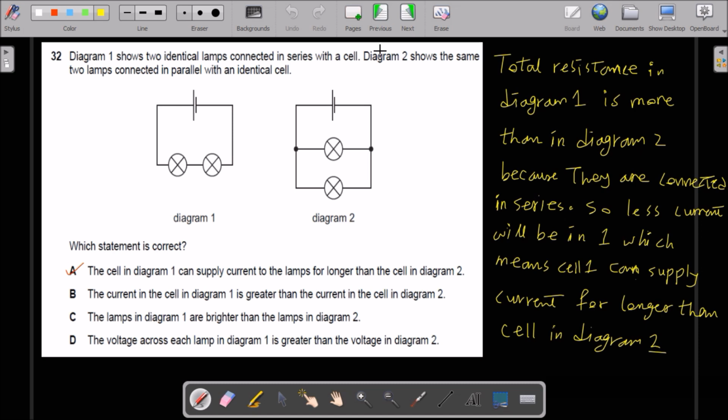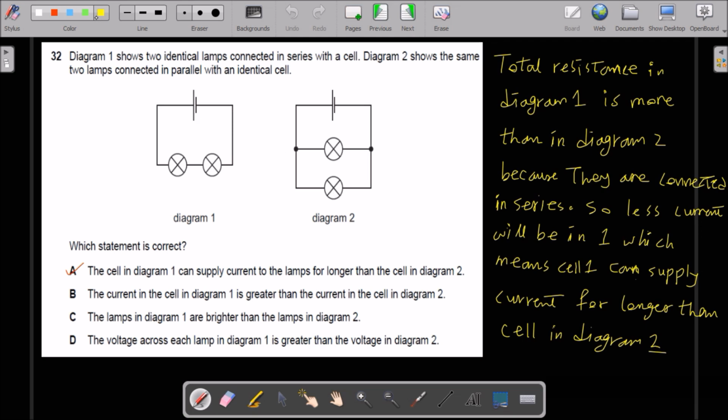Question 32. Diagram 1 shows 2 identical lamps connected in series with a cell. Diagram 2 shows the same 2 lamps connected in parallel with an identical cell. Which statement is correct? Total resistance in diagram 1 is more than in diagram 2, because in diagram 1 they are in series, but in diagram 2 they are in parallel.